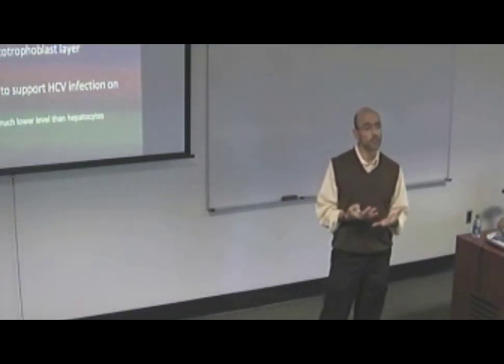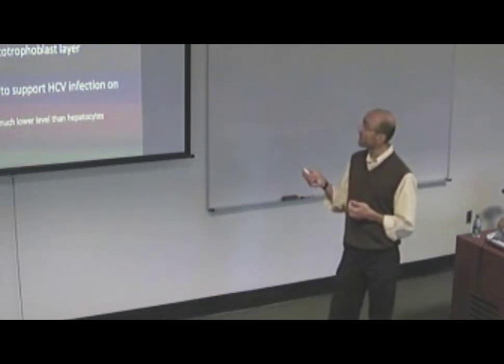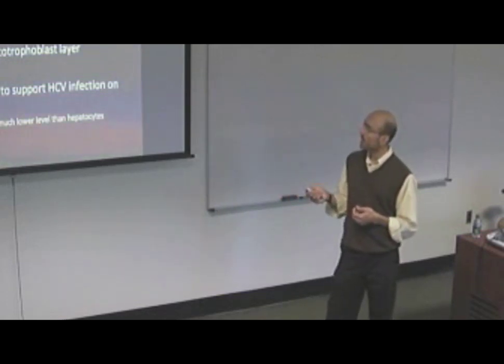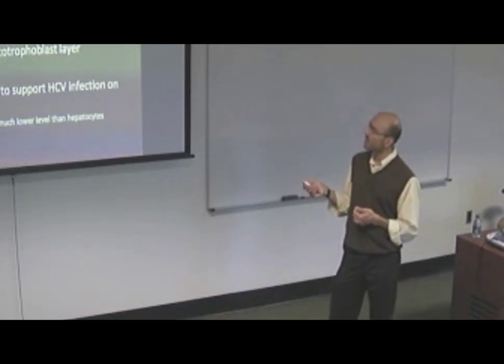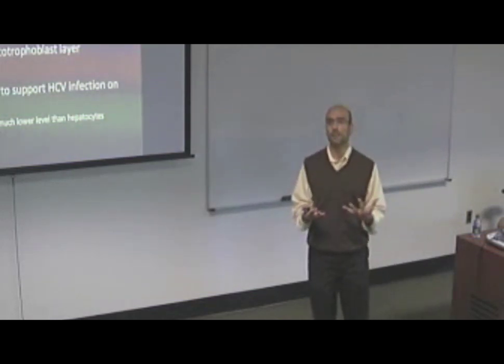So what would it take for vertical transmission to happen? As we talked about, it has to cross from the mother to the infant side. If you're talking about in utero infection, basically the virus has to somehow infect this layer, whether it's the syncytiotrophoblasts or the cytotrophoblasts. And these cells would have to support some level of infection.